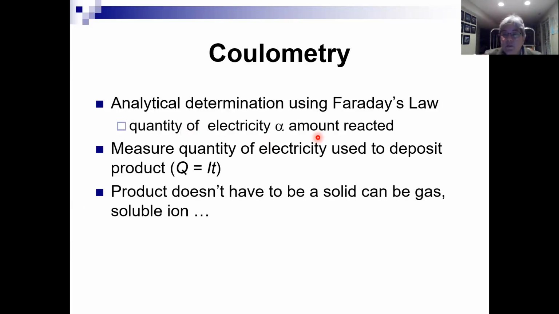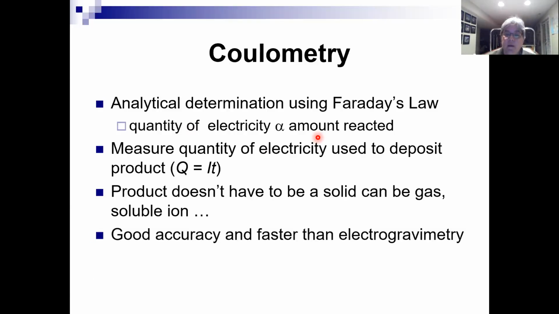In coulometry, your product can be anything. It can be a solid, it could be a gas, it could be an ion, okay, because we're measuring charge, we're not measuring weight. So this has really good accuracy, and it's faster than electrogravimetry as well.